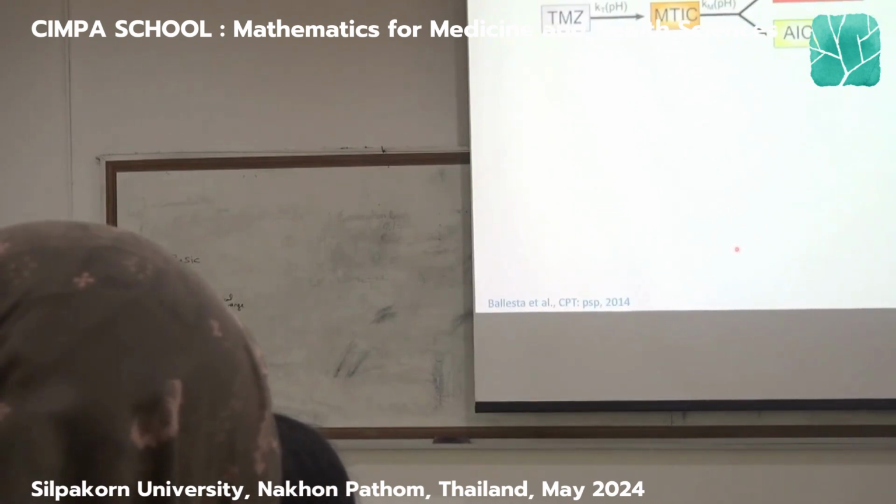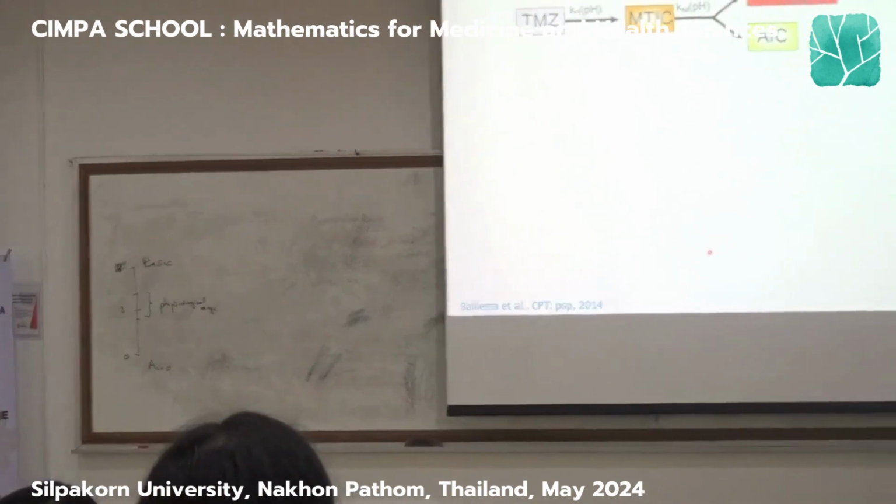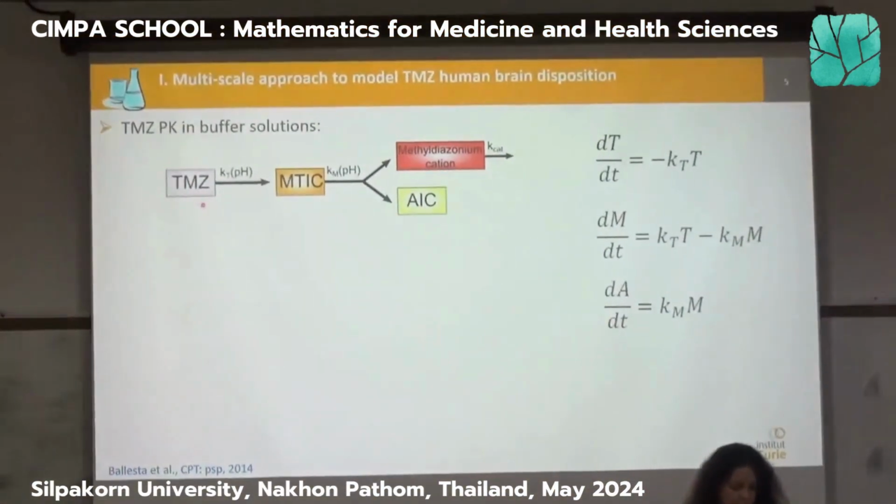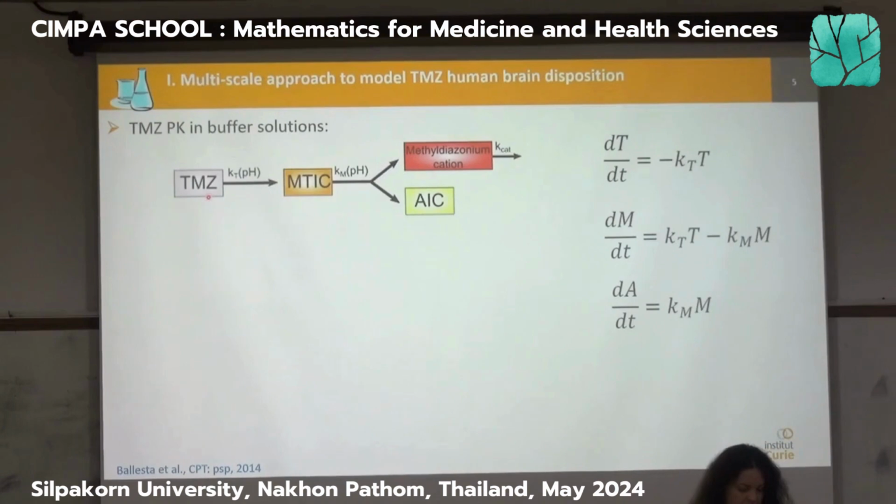Okay, so this is the pharmacokinetics of temozolomide. Temozolomide is the first species, denoted here as TMZ. It is first activated into MTIC in a spontaneous manner with a rate KT. Then MTIC is spontaneously converted into AIC, which is completely inactive, so we don't really care about it, and a methyl cation, which is the active species. That's the one which is going to create the DNA damage, so this is the one we are really interested in, the cation here.